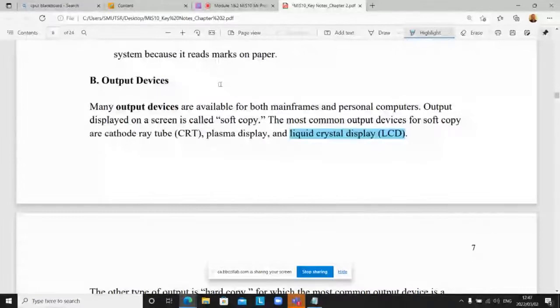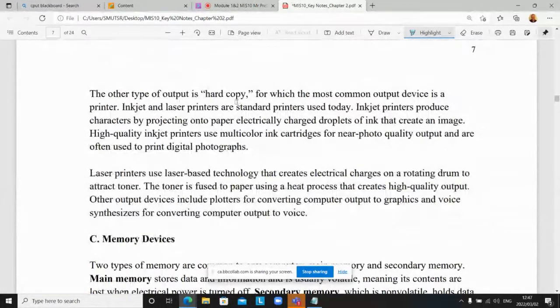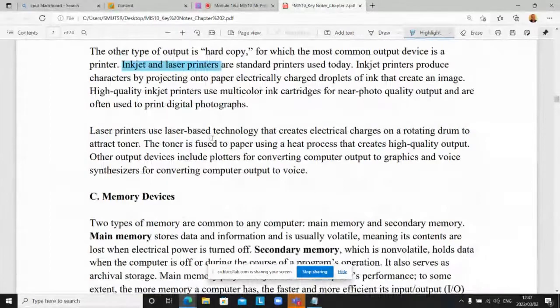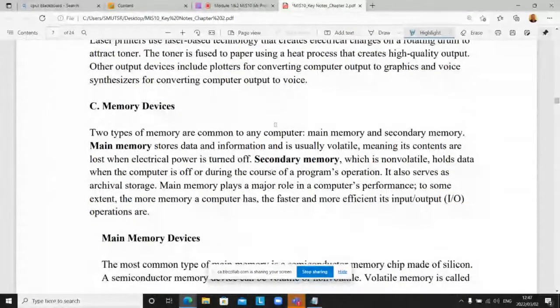So let's just have a look here. Liquid crystal display, the screen, inkjet and laser printers. Laser printers, you can just read about how it works there. Just be aware it exists.